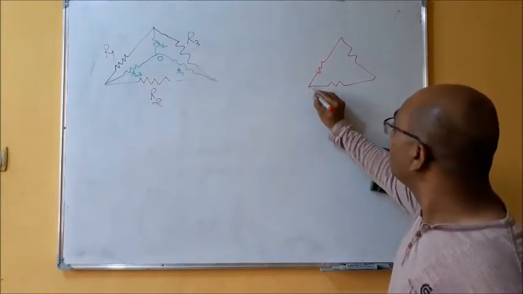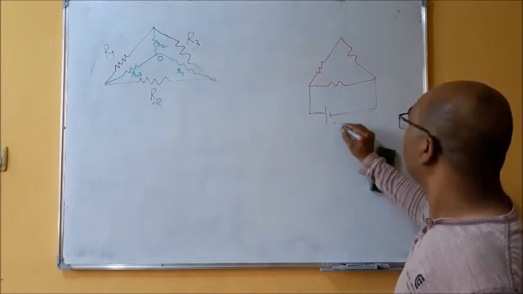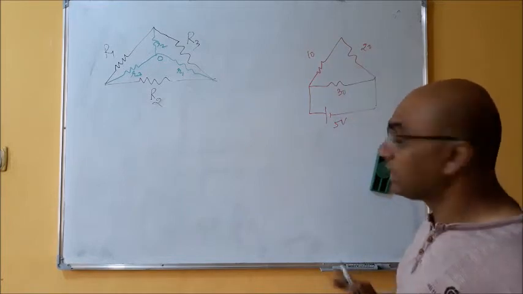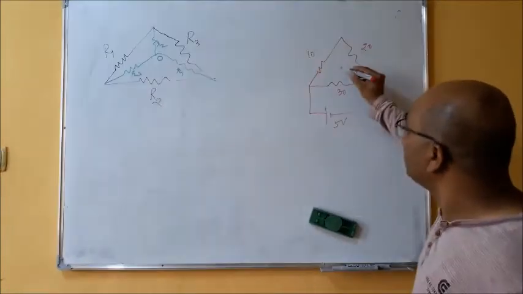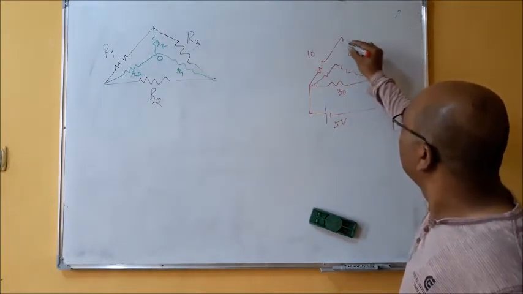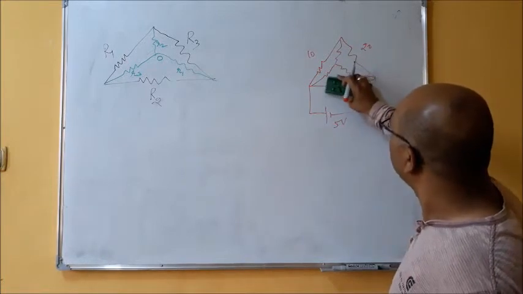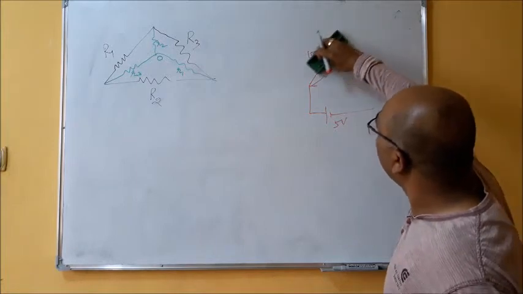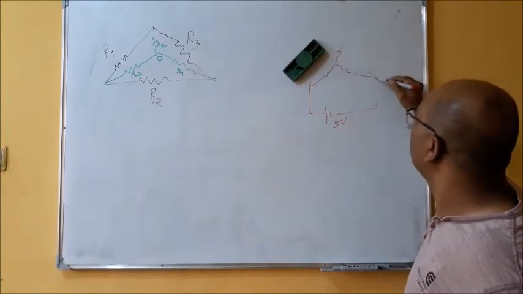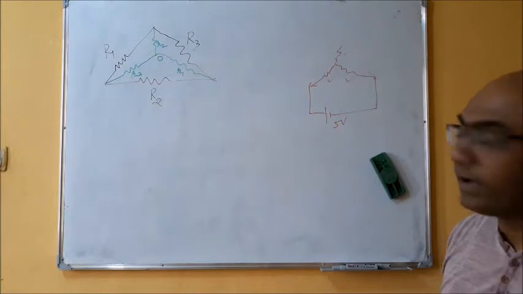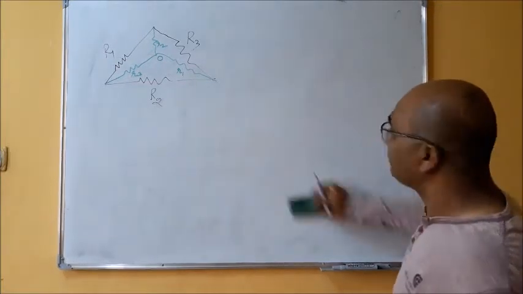So what can I do? Suppose like this, 5 volt, this is 10, 20, 30. And this is delta, and I want to change it into star. So what I can do is, in place of showing delta, I can show a star. What will be the value of these three? That we will see later. Right, so I hope the conversion is clear to you.